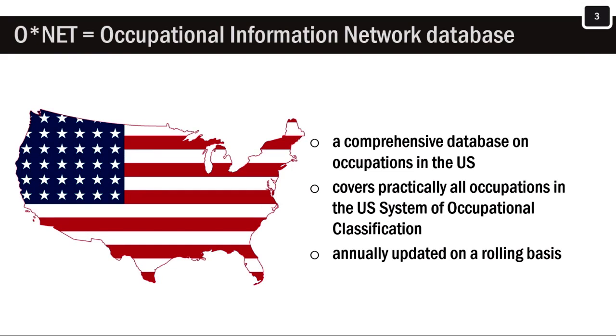Now, what is ONET? ONET is short for the Occupational Information Network Database. It's a comprehensive database that provides the information on practically all occupations in the United States. The database has been developed in the first decade of the 21st century. So that means that all information in the database is current and up to date. It's by far the best occupational database in the world.